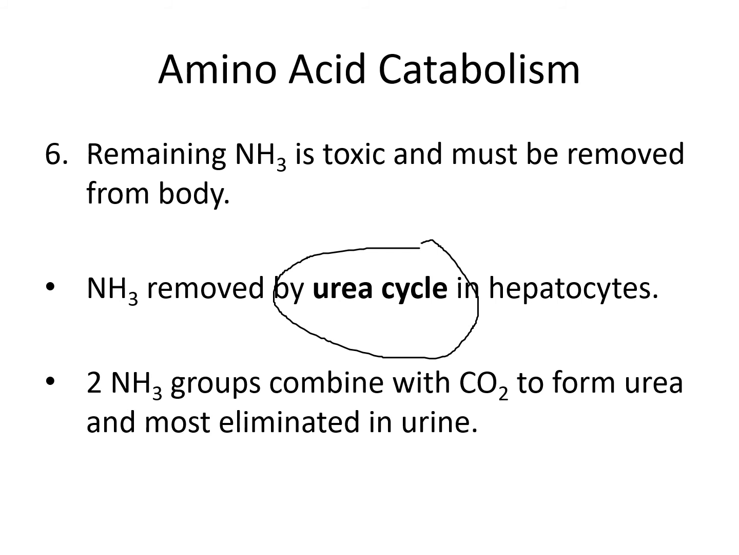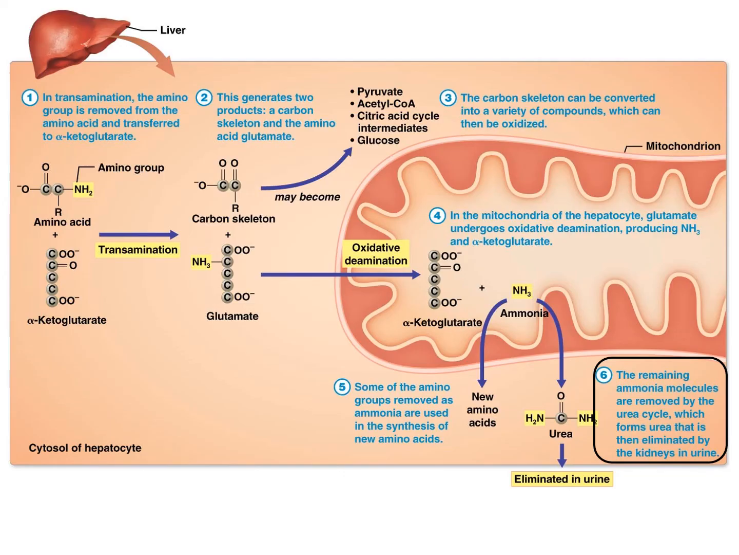Urea is not as toxic, and two ammonia groups combine with carbon dioxide to form urea, and most of this is eliminated in the urine. So this is the process of the oxidation of an amino acid.